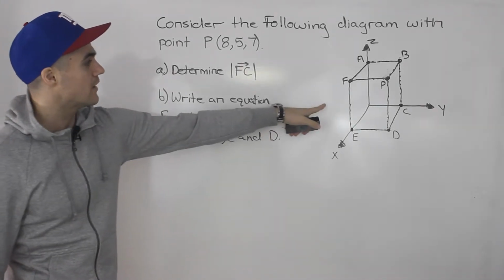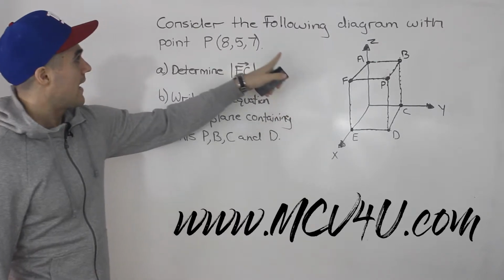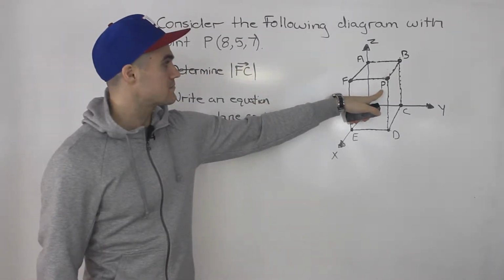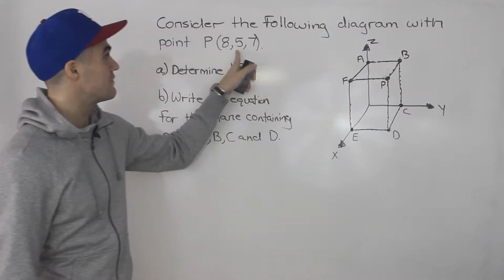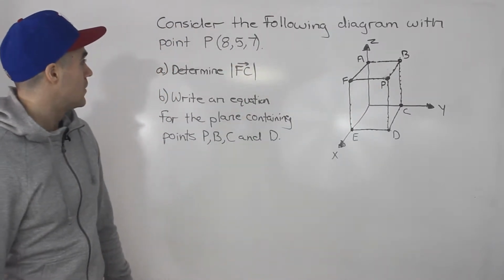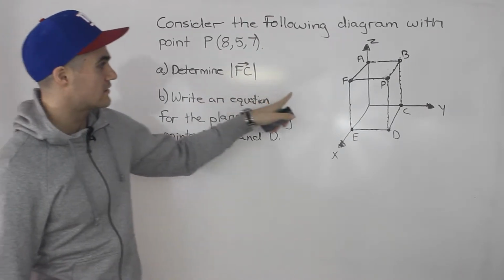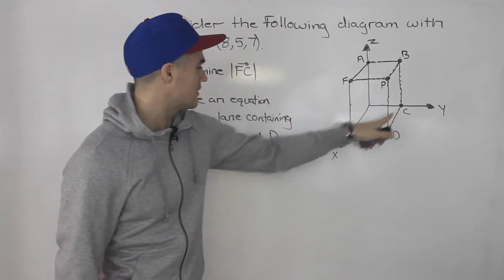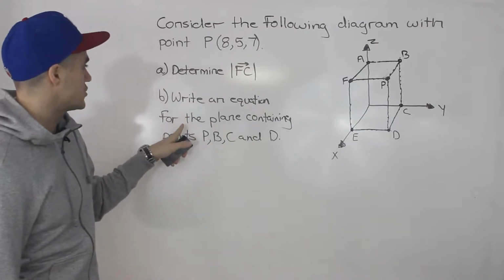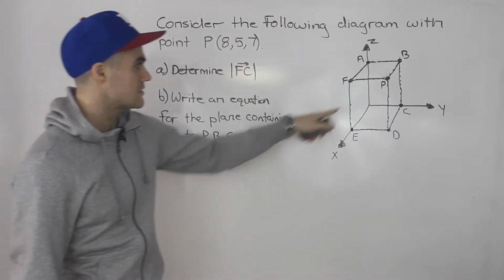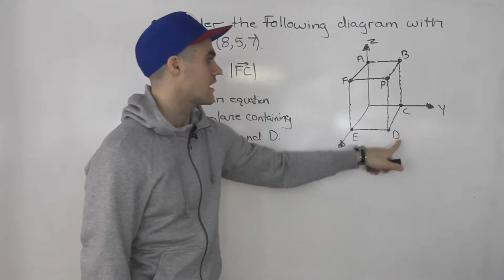So we have this diagram over here, and it has a point P, this point, and this point has coordinates 8, 5, and 7. We have to determine the magnitude of vector FC, so from here to here, and then we have to write an equation for the plane containing the points P, B, C, and D. P, B, C, and D.